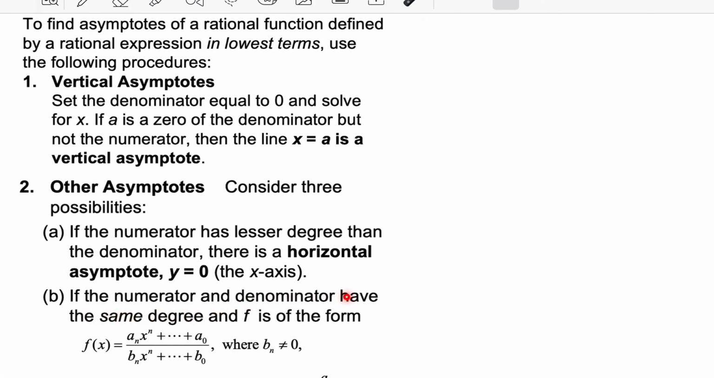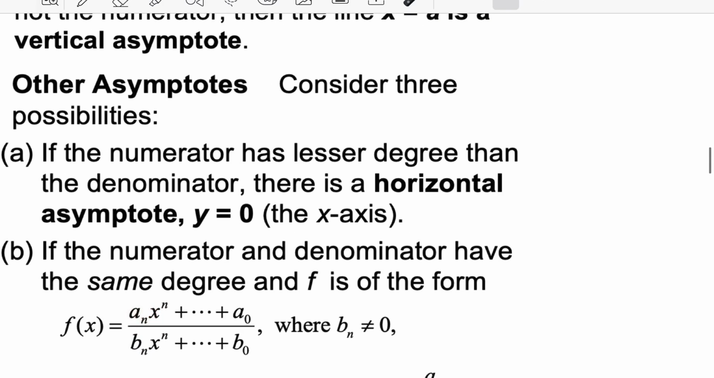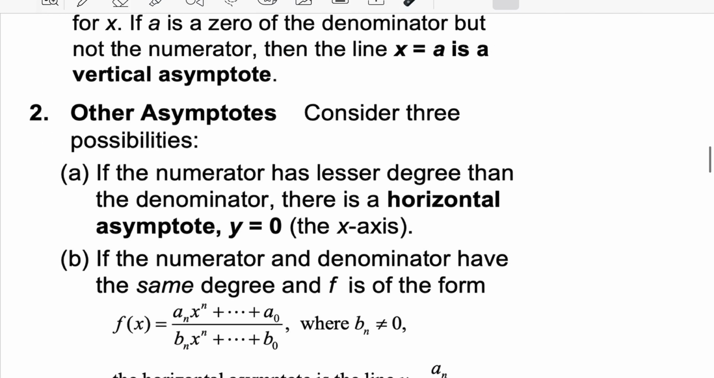However, if the numerator and denominator have the same degree, and f is of this rational function form, then the horizontal asymptote is going to be the coefficient of the leading term in our numerator divided by the coefficient of the leading term in our denominator here. So I believe we'll see that in the next example.